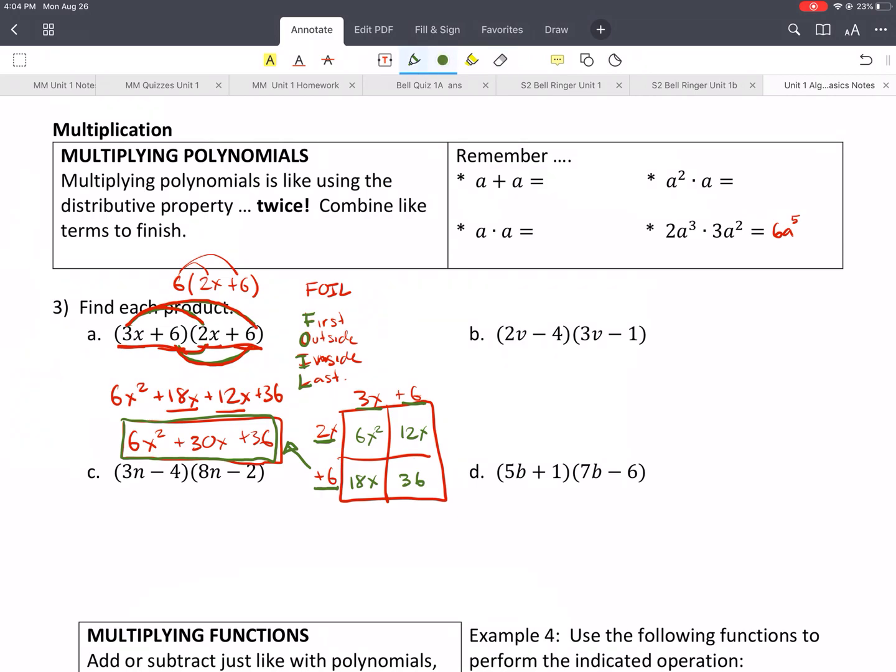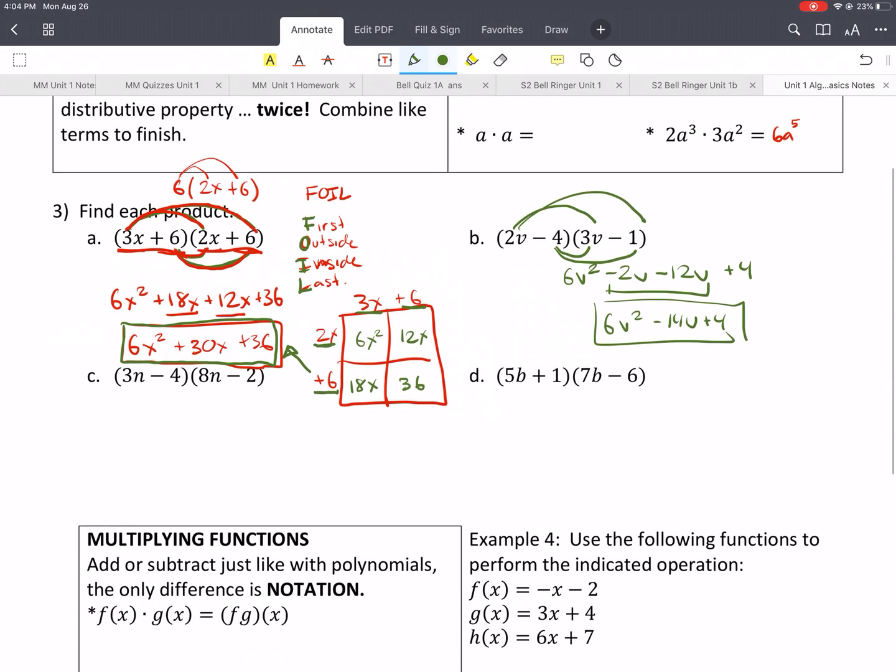All right, so next, again, we'll do FOIL. First gives us 6v squared. Outside, that gives us a negative 2v. Inside, a negative 12v. And then last gives us a positive 4. And then we'll combine these like terms. 6v squared minus 14v plus 4.